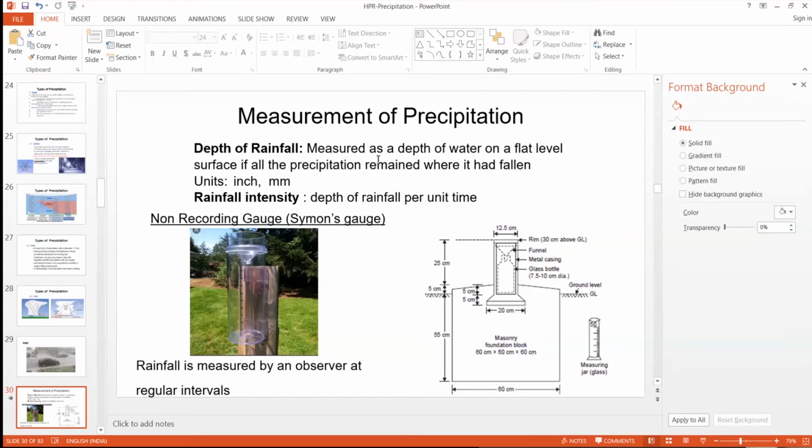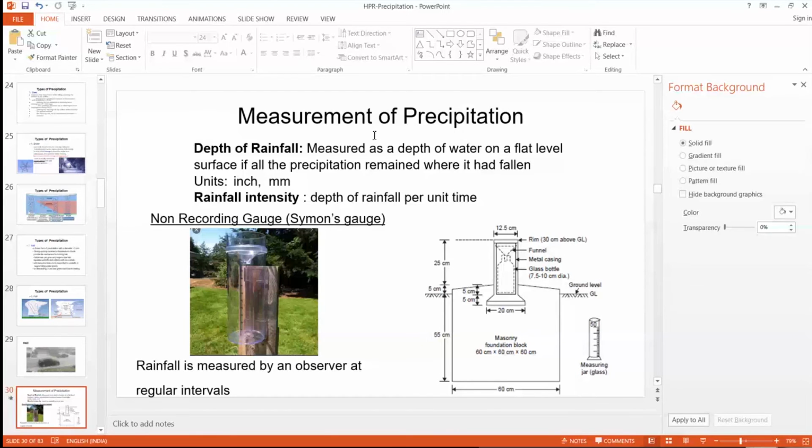So, measurement of precipitation. We need to measure the precipitation because it is part of the hydrological cycle. Part of it becomes evaporation, part of it becomes surface flow, and part of it goes to subsurface flow. So we need to measure how much rainfall is occurring, because it has many applications.